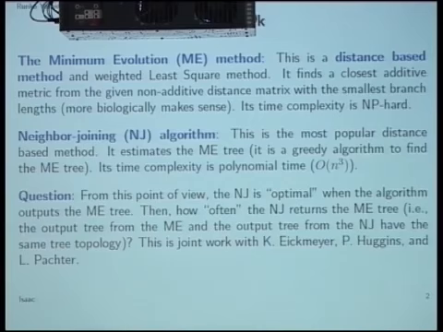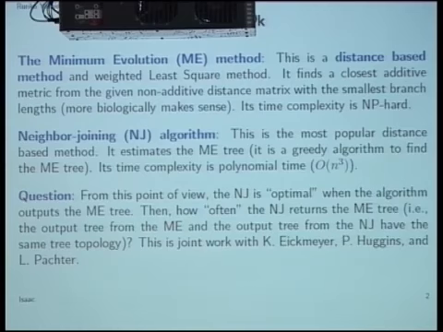So from this point of view, the neighbor joining method is optimal when the algorithm outputs the ME tree. So we want to ask how often the neighbor joining algorithm returns the ME tree. That means the output tree from the ME method and the output tree from the neighbor joining method have the same tree topology. This is joint work with Eichmeyer, Peter Huggins, and Lior Pachter. So it's coming soon, hopefully.